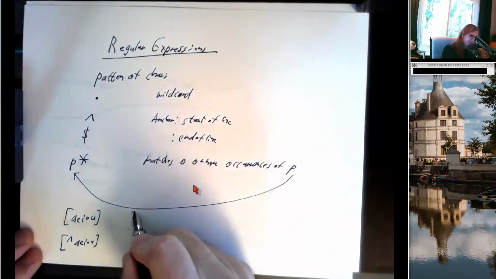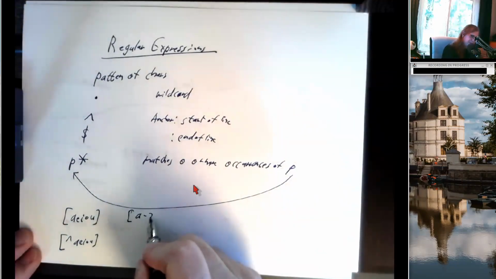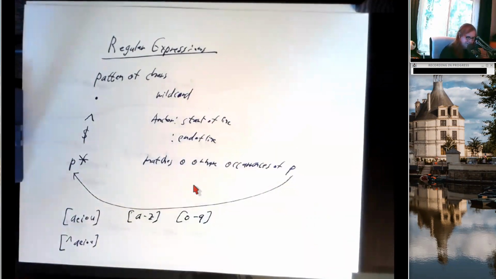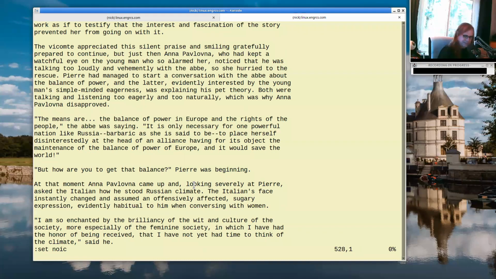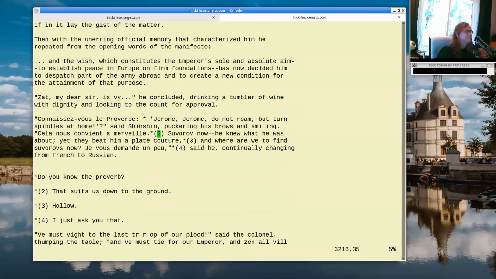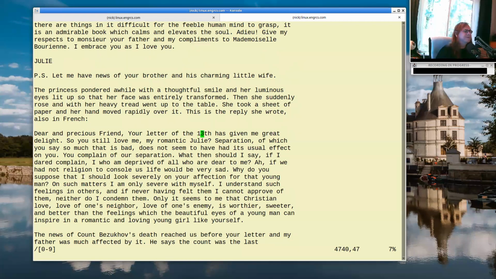So these brackets, I can also do things like say bracket A-Z or bracket 0-9 and so on. And so if I wanted to find a number, I could do something like slash bracket 0-9, and that'll take me to a number. And there's an 8 and a 2 and a 3 and a 4 and so on.